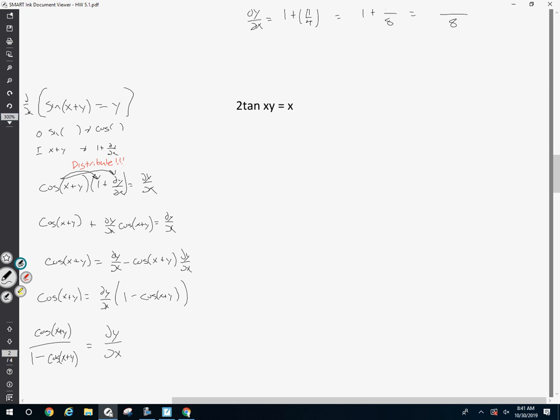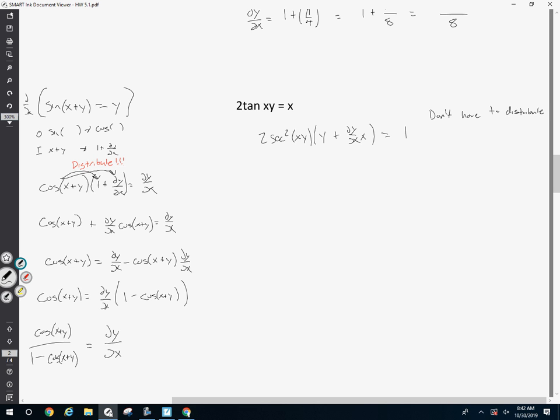Tangent. Sure. Same thing. I'll do this one quickly. It'll be 2 secant squared xy times 1 plus derivative first times second, so it would be y plus dy/dx x equals 1. I can not distribute.